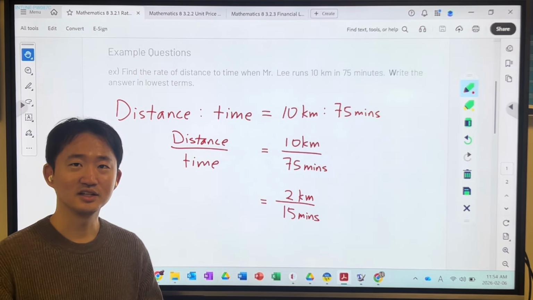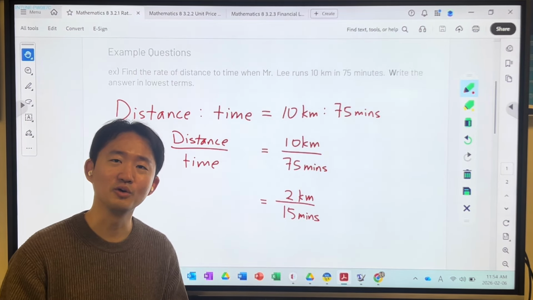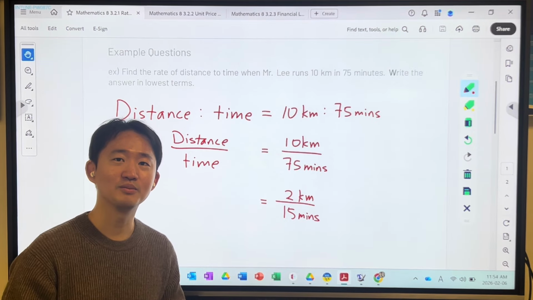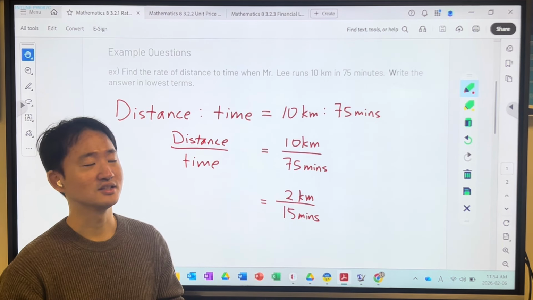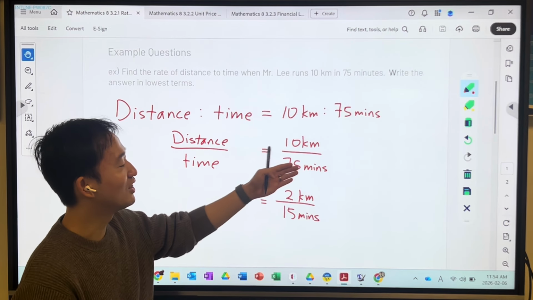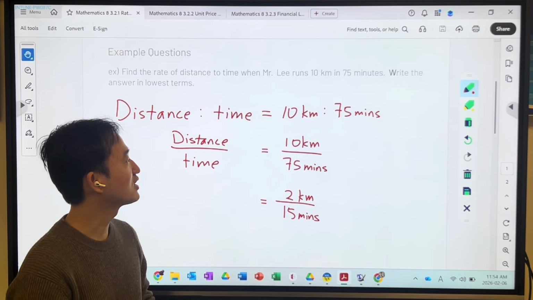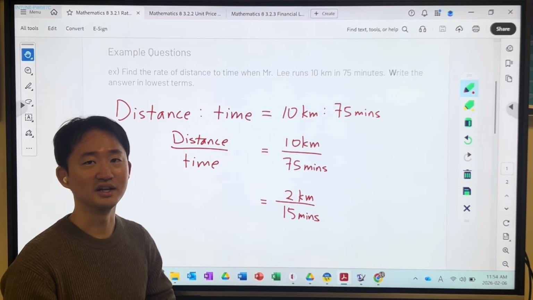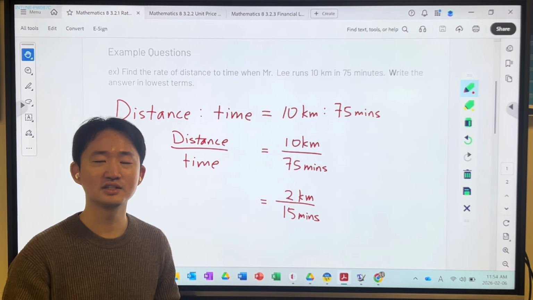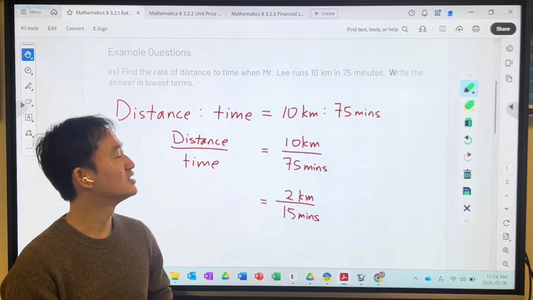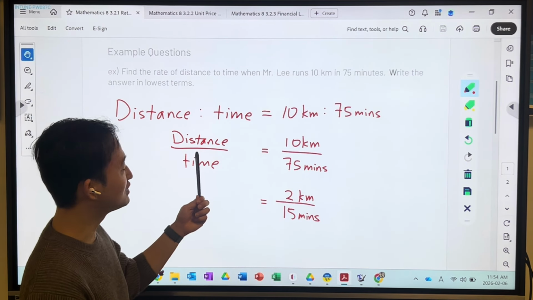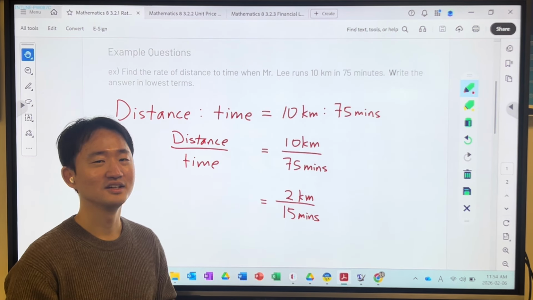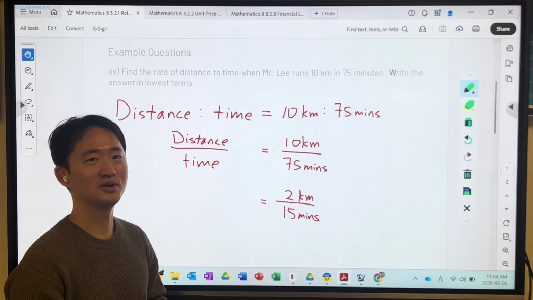Now, while the rate is basically similar to the ratio, the only difference is that the ratio is a comparison of two values with the same unit, whereas the rate is a comparison of values with different units. So in this case, the unit on the numerator side is kilometers, and the unit on the denominator side is minutes. Kilometers, minutes, different units. Therefore, this is called a rate. Specifically, the rate of distance to time has a special name called the speed. So in this case, the speed is 2 kilometers in 15 minutes.